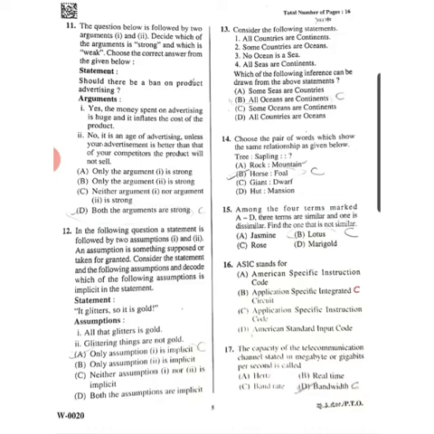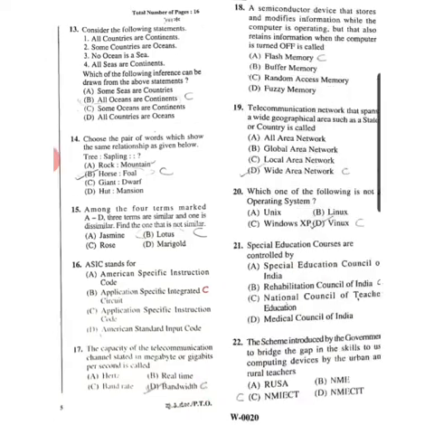Among the four terms marked A to D, three terms are similar and one is dissimilar. Who is it? So this is none other than lotus, because lotus grows in water. ASIC stands for Application Specific Integrated Circuit, that is B1. Number 17, the capacity of a telecommunication channel stated in megabyte or gigabyte per second is called bandwidth.